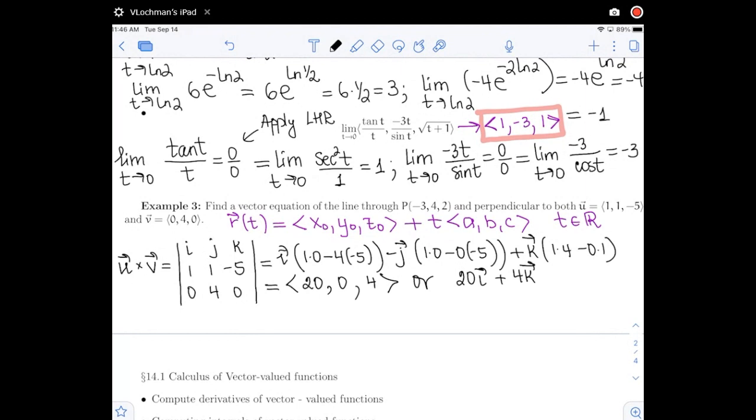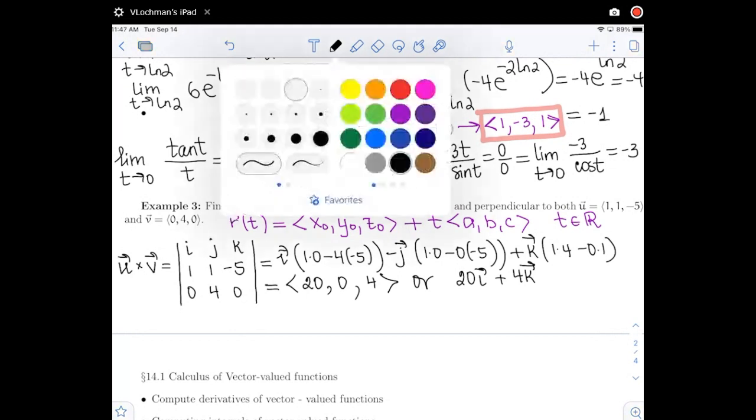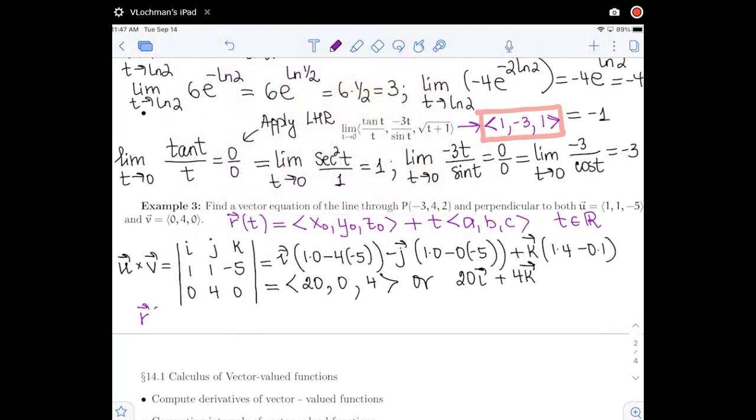All right, so that's done. Now we just need to put it all together. So our final answer is r of t is equal to, what's my initial vector? Where do I start? I start at -3, 4, 2. That's if t is equal to 0, that's where we begin. And then we travel in this direction, 20, 0, 4 times t, and t is a real number. That's going to be your answer here.